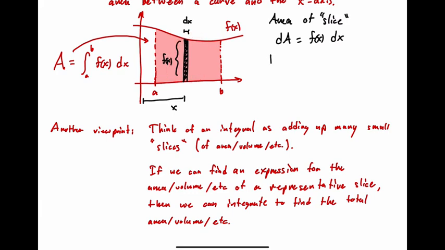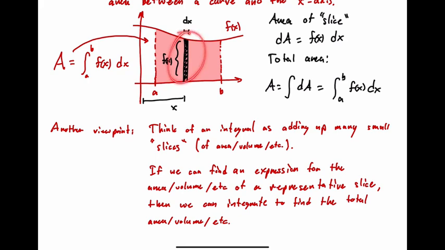In order to find the total area, we simply integrate this expression. The total area A is the integral of this representative slice, and we're going from x equals a to x equals b, and we're adding up all of these representative slices of area. This is really kind of a hand-wavy way of thinking about integrals, but this idea of slicing up the region and finding the amount of a representative slice and then integrating, this will be very useful in the upcoming sections.